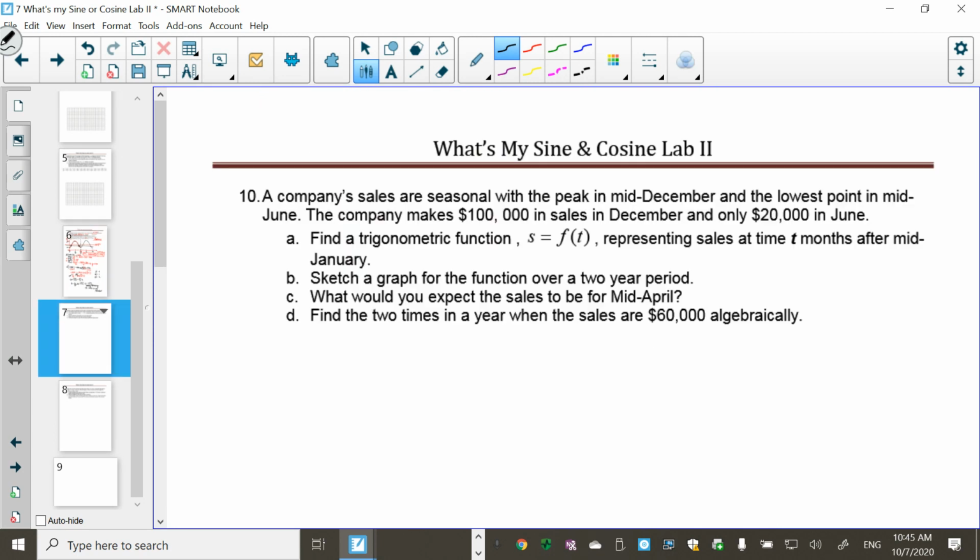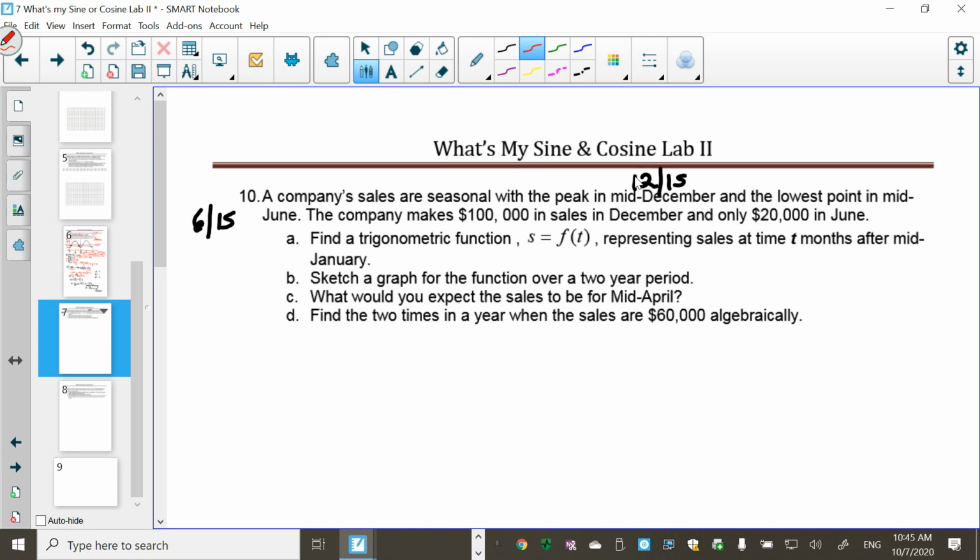Okay. So here I have a company's sales are seasonal with a peak in mid-December. So that's December 15th is mid-December. And the lowest point in mid-June. So that's June 15th. So they make 100,000 in sales in December and only 20,000 in June. And this is kind of typical of a lot of companies because their sales are basically for December. And if you see them try to open up a business, they always try to open it up right before Christmas so they can get that big hit in sales.